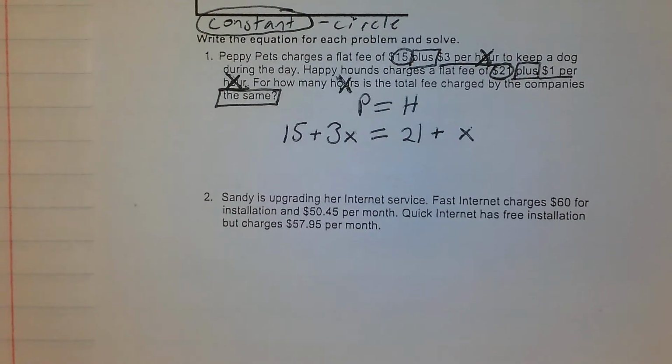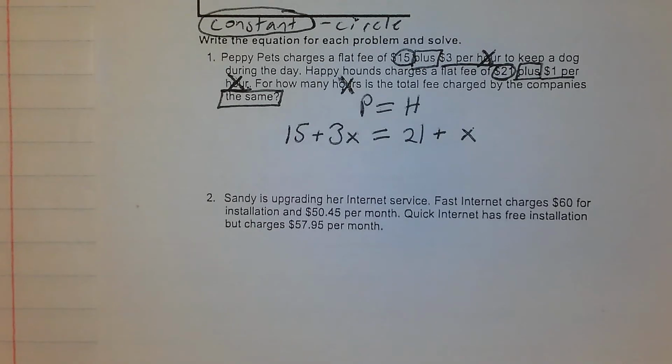Okay, let's take a look at number 2. Okay, Sandy is upgrading her internet service. Fast Internet charges $60 for installation and $50.45 per month. Quick Internet has free installation but charges $57.95 per month.